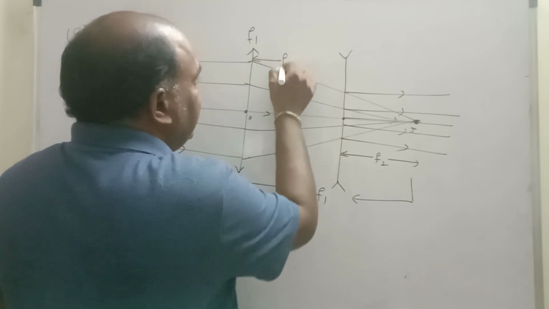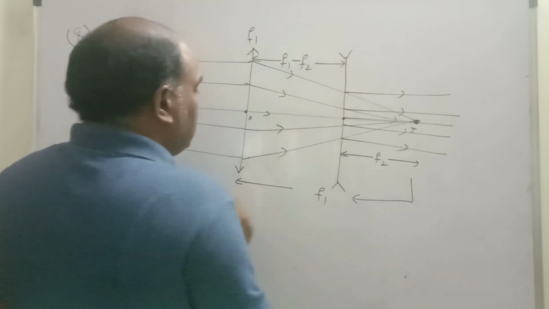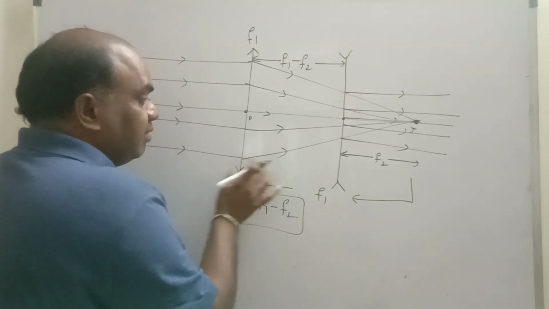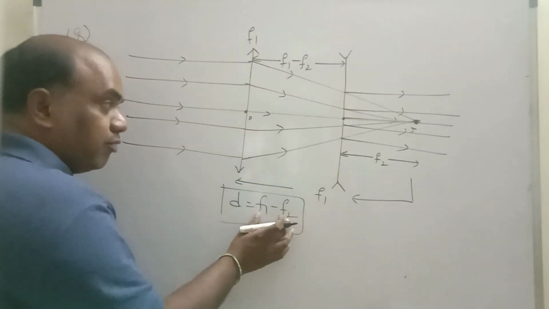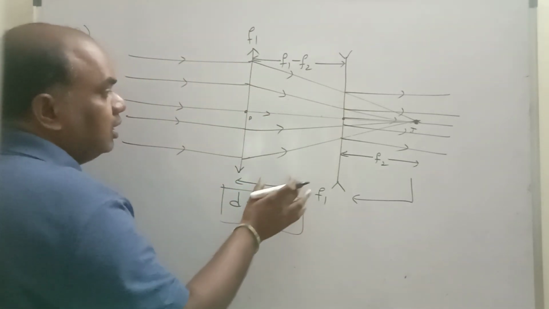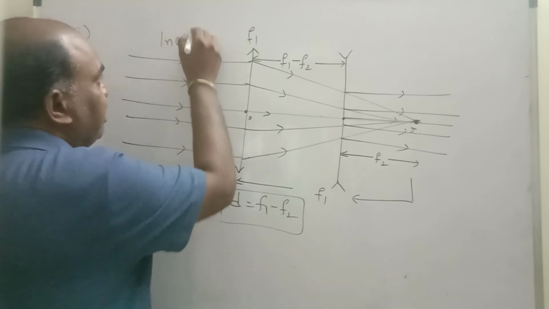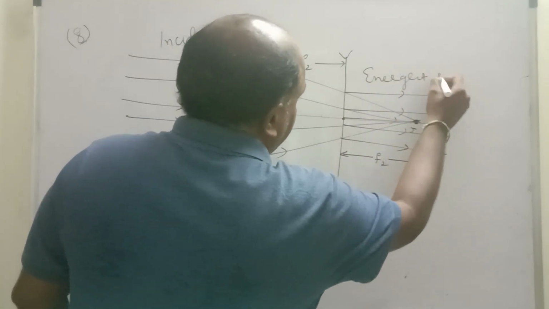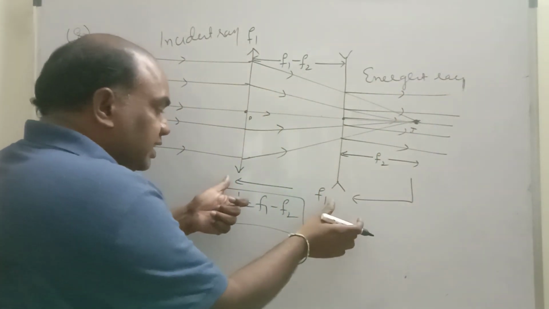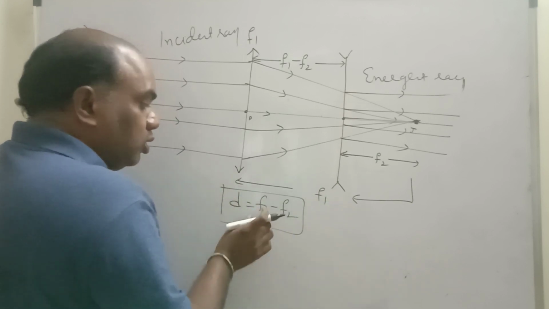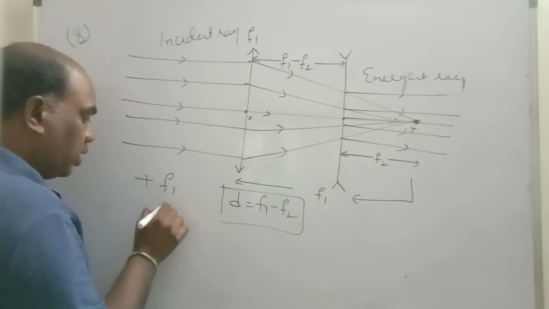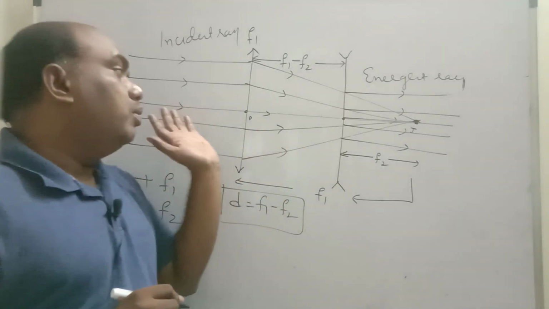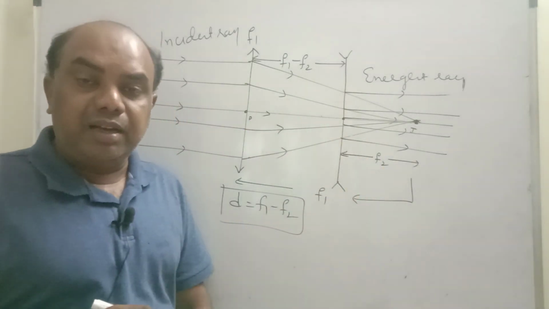Now what will be the distance between these two lenses? f1 minus f2. So the final distance is equal to f1 minus f2. If the distance between one converging and one diverging lens is f1 minus f2, then you will get both incident rays, these are all incident rays, and emergent rays, these are all emergent rays, parallel. We know that the focal length of a convex lens is positive and the focal length of a concave lens is negative. If you add these two, f1 minus f2, you will get both incident rays and emergent rays parallel. Very important.